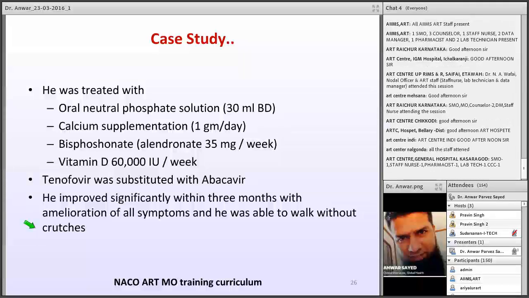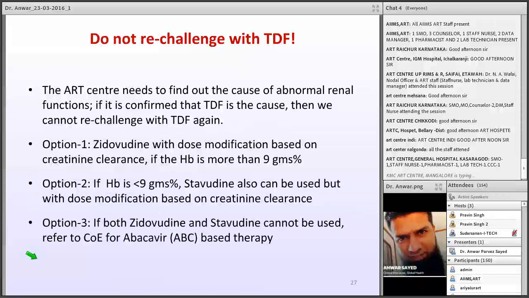So this patient was treated with oral neutral phosphate solution, calcium supplementation, and bisphosphonate, and also vitamin D, 60,000 international unit per week. Tenofovir was substituted with abacavir, and the patient improved significantly within 3 months, with disappearance of all symptoms, and he was able to walk without crutches. So the take-home message from this case was again, do not re-challenge with tenofovir.